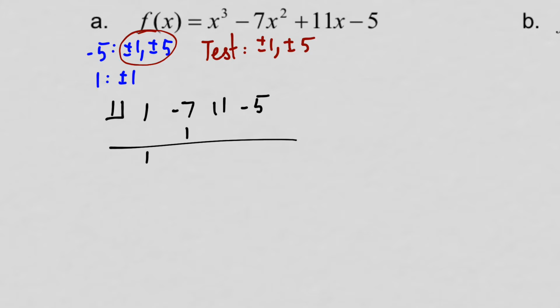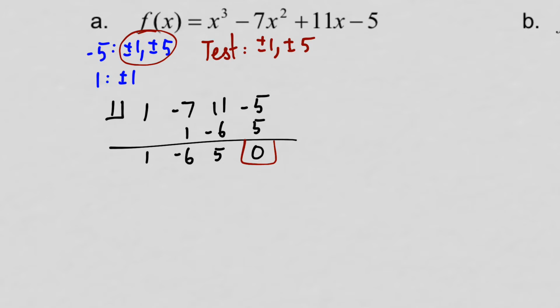1 times 1 is 1, -6. 1 times -6 is -6, that's 5. 1 times 5 is 5. Look at that. We found it on the very first try. That is the remainder, which is 0, which means that the first zero is 1.